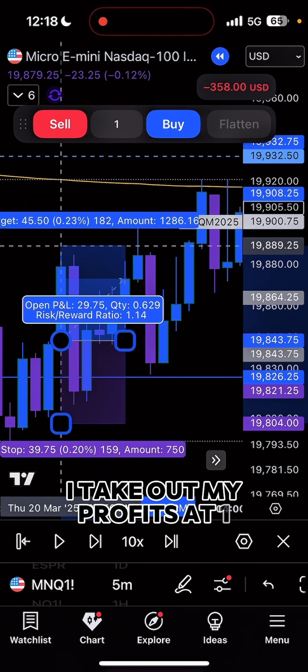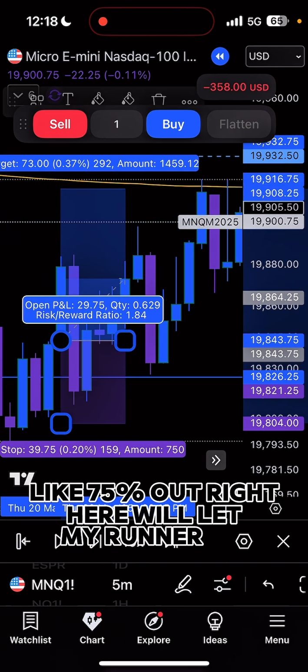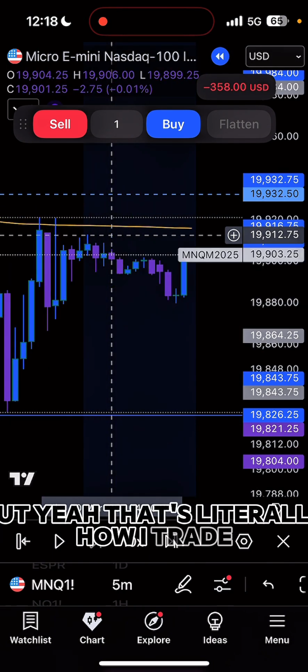I take out my profits at 1-to-1. So I would have been out, like 75% out right here. Would have let my runner hit that 200 EMA. Would have got out somewhere around this 200 EMA. But yeah, that's literally how I trade demand and supply zones.